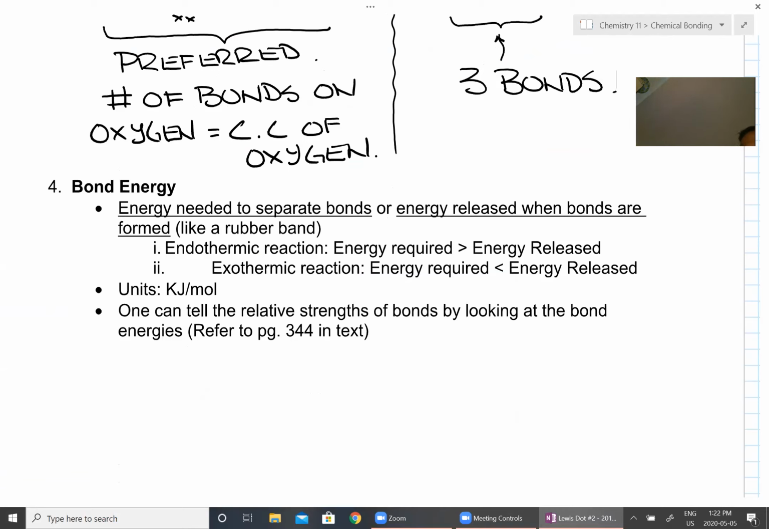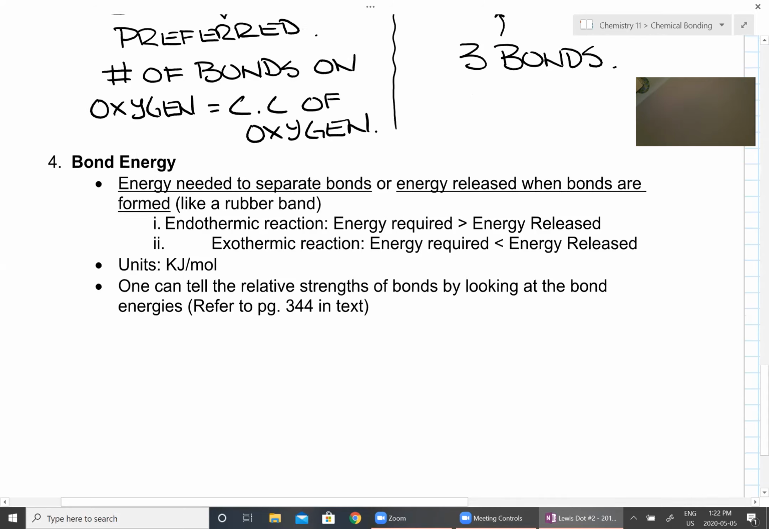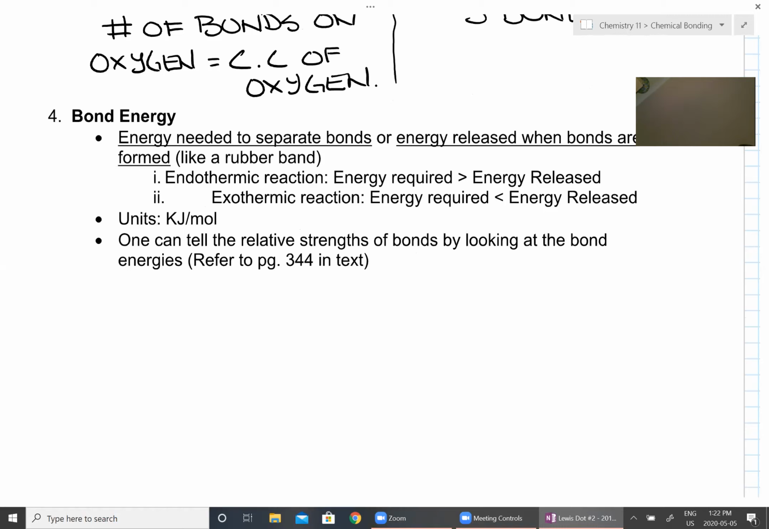So for an endothermic reaction, energy required is greater than energy released. For an exothermic reaction, energy required is less than energy released, okay? And the units are kilojoules. Now, one can tell the relative strengths of bonds by looking at the bond energies, and I'll talk about that in a second. Now we're going to cross this off.